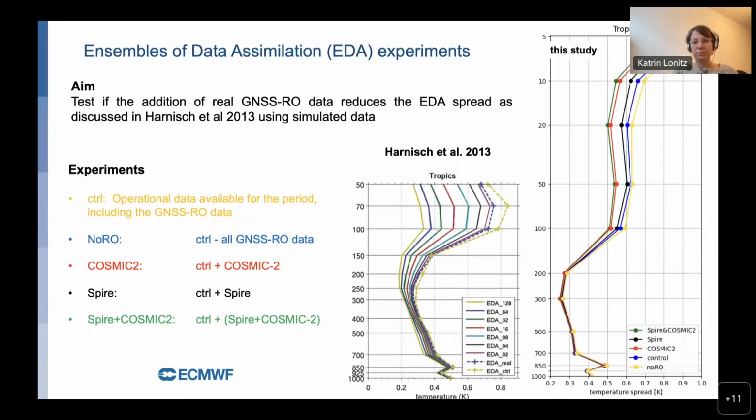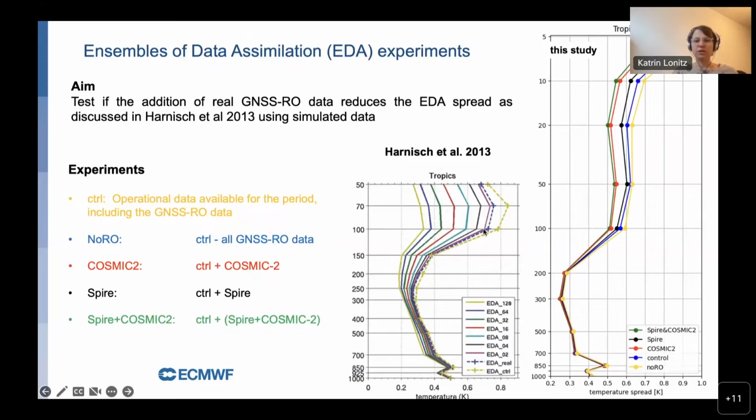And here I'm showing you a plot by Harnisch et al., which was more or less the motivation for this study, because he tested how simulated GNSS-RO data changes the EDA spread. Here it is for temperature as a function of pressure.